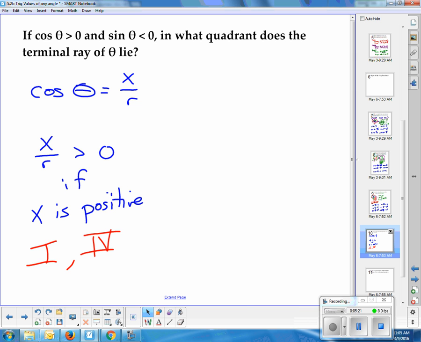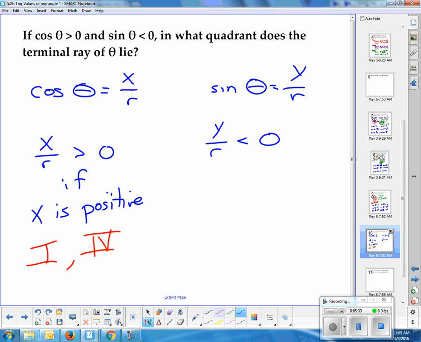We'll work through the same idea for the sine function. Sine of theta is defined as y over r. And we want sine of theta to be negative. So we want y over r to be less than 0. y over r is a fraction, and r is always going to be positive.